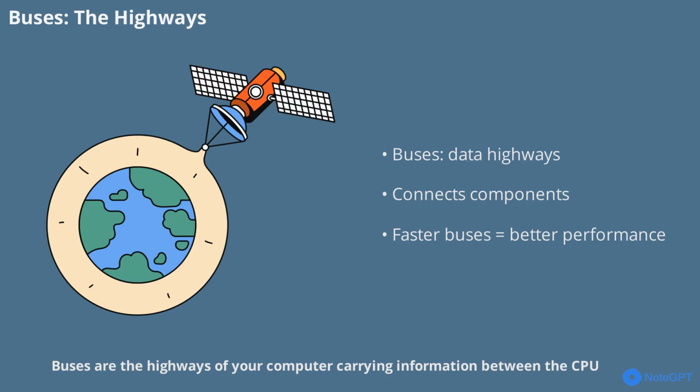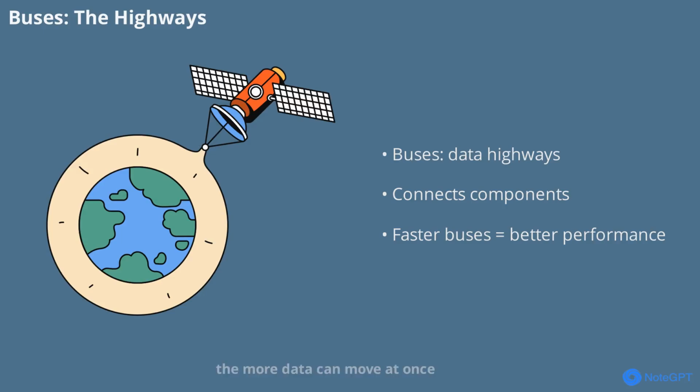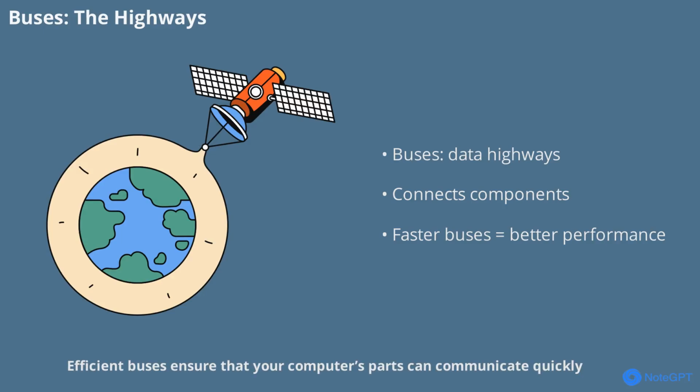Buses are the highways of your computer, carrying information between the CPU, memory, storage, and other components. The faster and wider these highways are, the more data can move at once. Efficient buses ensure that your computer's parts can communicate quickly, keeping everything running smoothly.